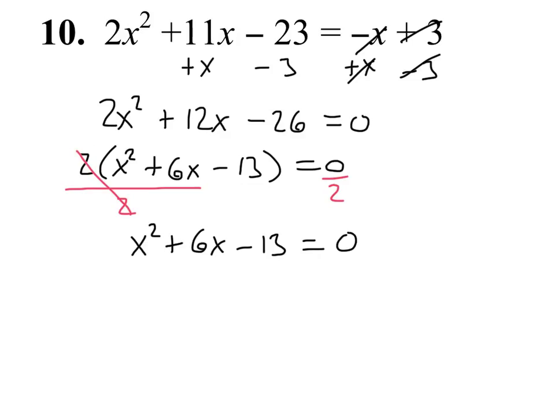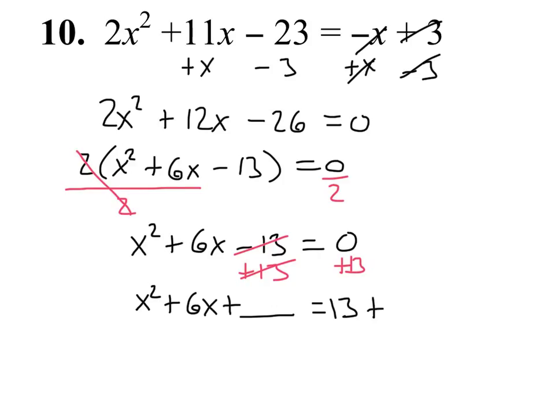So now we have a setup we can work with, and now to complete the square, what do I need to do first? Add the 13. It's not currently set up to complete the square. I need to add 13 to both sides. Now, of course, there are some different choices we could have made at the beginning to maybe not have to do this step, but this is where we're at. So now we have plus blank equals 13 plus blank.